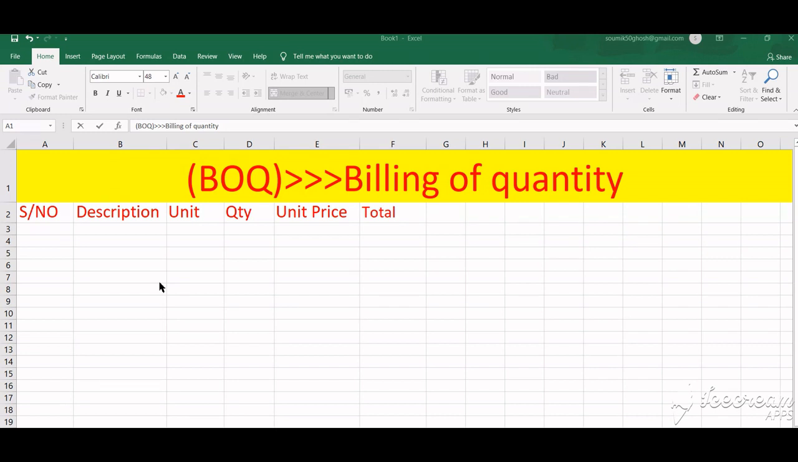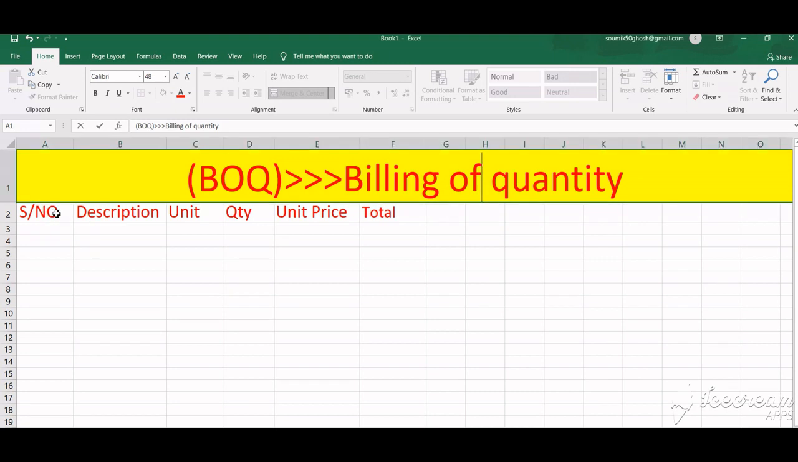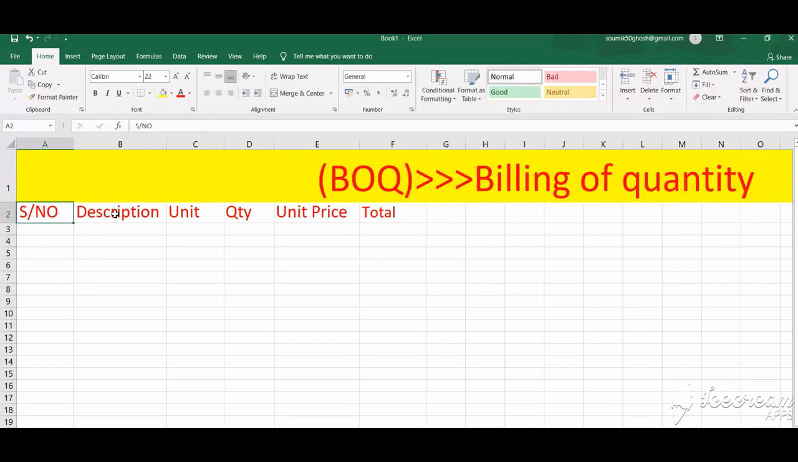First we have serial number, description and unit, quantity and unit price, and total. So let's start. Serial number, I just put it here.